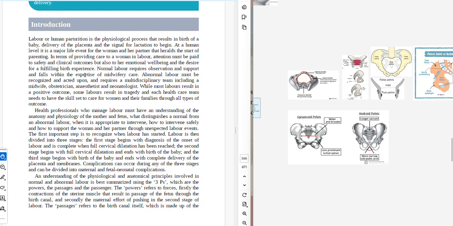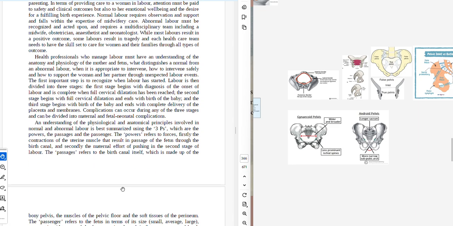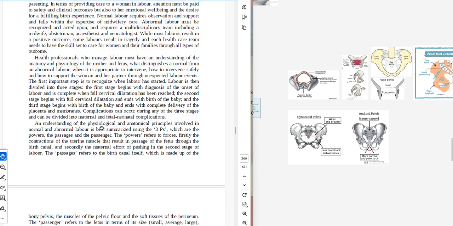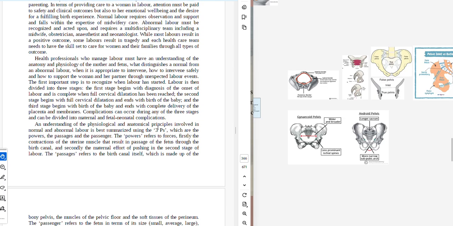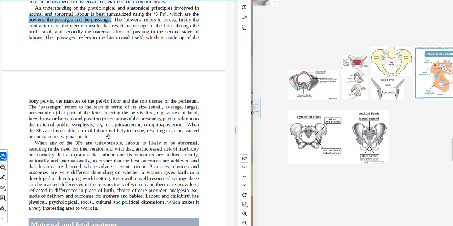I'm going to skip all of this down to the part where an understanding of the physiological and anatomical principles involved in normal and abnormal labor is best summarized using the three P's. What are these three P's of labor? So that's the power, the passage, and the passenger. The power refers to the forces, firstly, the contractions of the uterine muscles that result in the passage of the fetus through the birth canal, and secondly, the maternal effort of pushing in the second stage of labor.